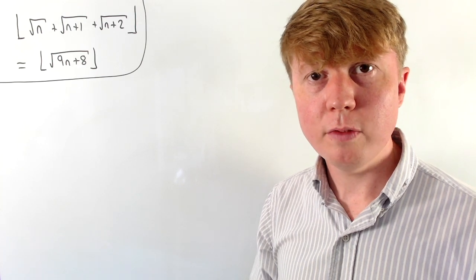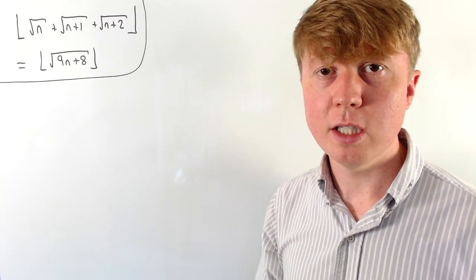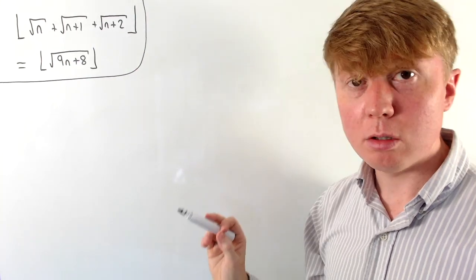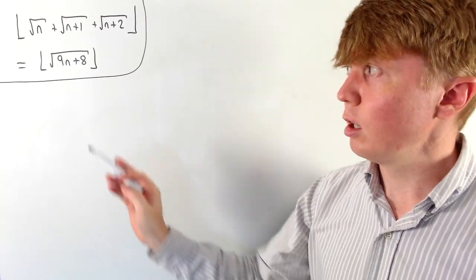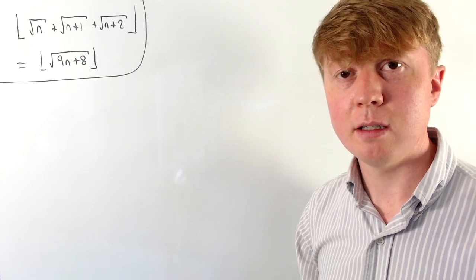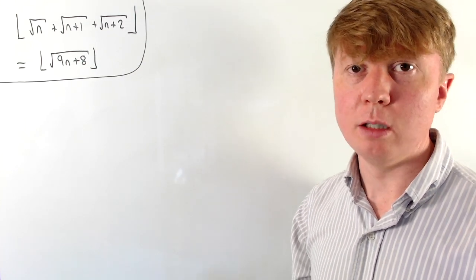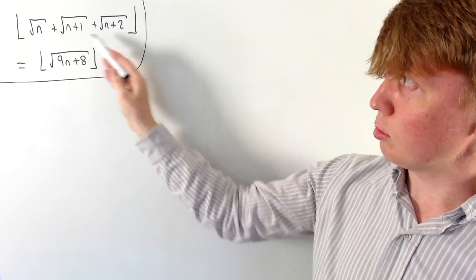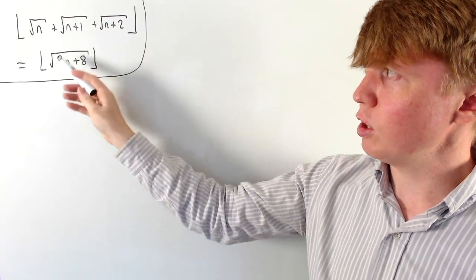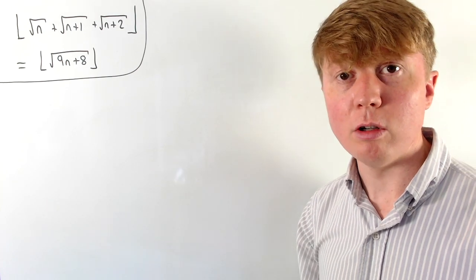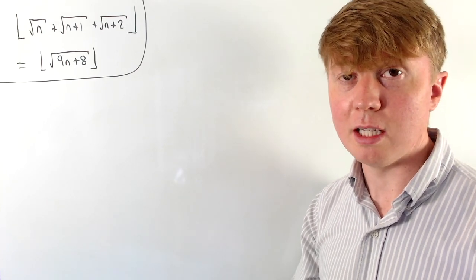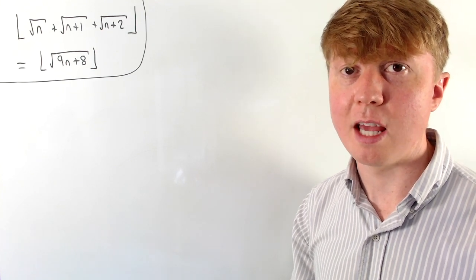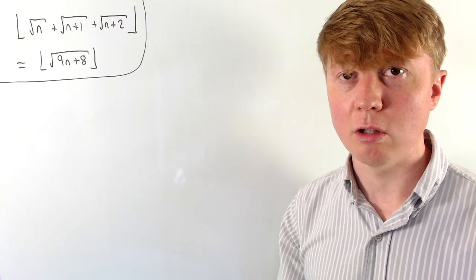Okay, so we're going to prove this identity that for all positive integers n, the floor function of this sum of square roots is always equal to the floor function of root 9n plus 8. So instead of working directly with the floor function, we'll try and prove some inequalities to show that this sum of square roots expression is always sufficiently close to the square root of 9n plus 8 that they do indeed have the same value when we take the floor function of them, so they have the same integer part is what we're trying to show there.